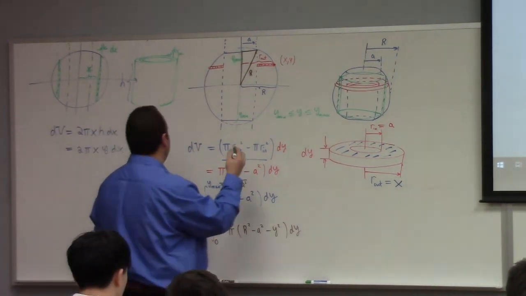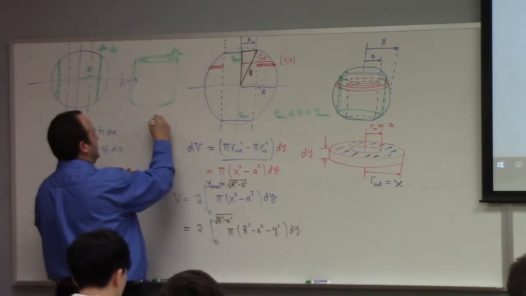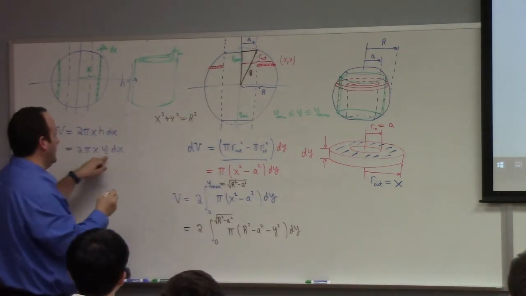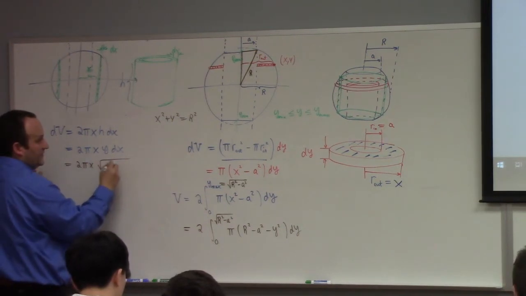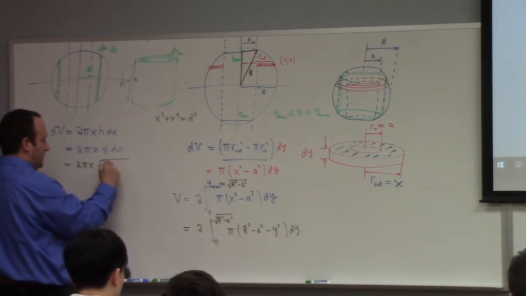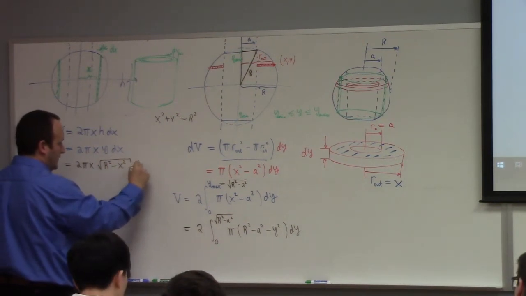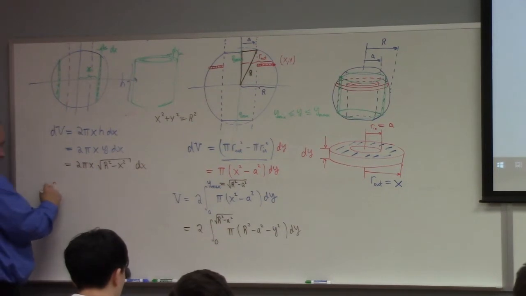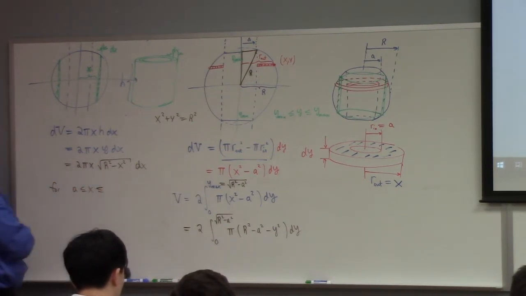Yeah. So you guys told me x squared plus y squared equals r squared. So that y I can rewrite as 2 pi x, the square root of r squared minus x squared dx. And that would be for what? A less than or equal to x less than or equal to what?